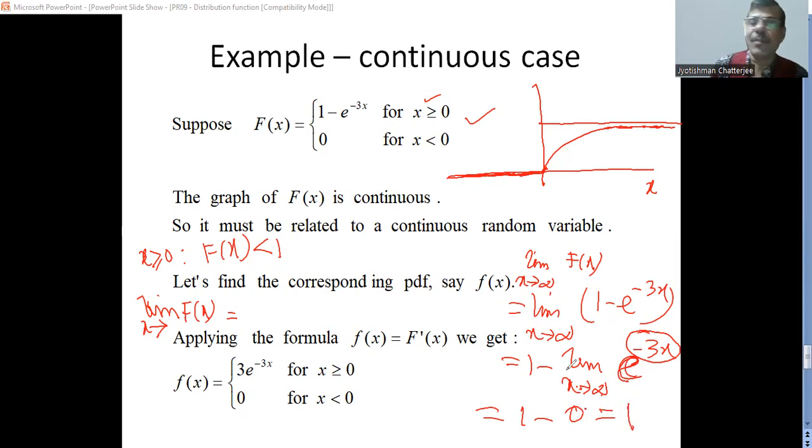So see, here we have got a nice example. This capital F(x) never touches the line 1, never touches this line. However, as x approaches infinity, it asymptotically approaches the line. Interesting case.